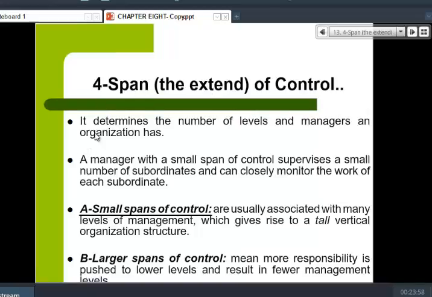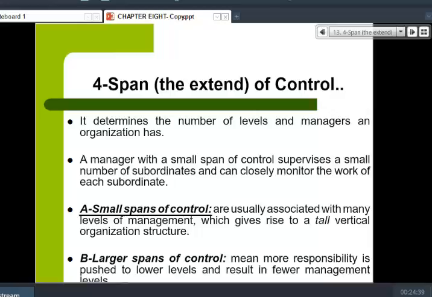So what is the span of control? It determines the number of levels and managers in the organization. A manager with a small span of control supervises a small number of subordinates and can closely monitor the work of each subordinate. So the span here means the extent of power for each staff. A small span of control is usually associated with many levels of management, which gives rise to a tall vertical organization structure. So a small span of control has a small number of staff.